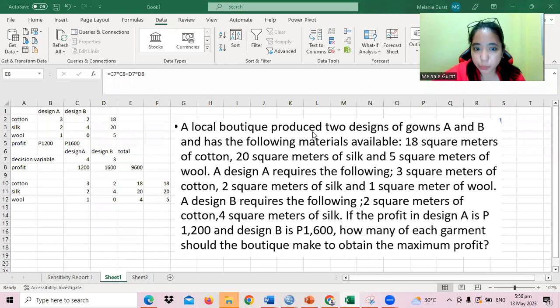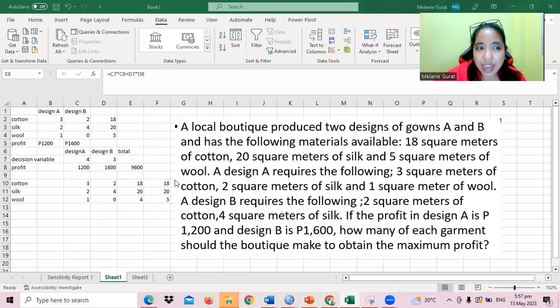So this is the continuation of our discussion on the sensitivity report. In our previous video, we were able to generate the sensitivity report. In this video, our purpose is to interpret the meaning of the values generated in the sensitivity report.